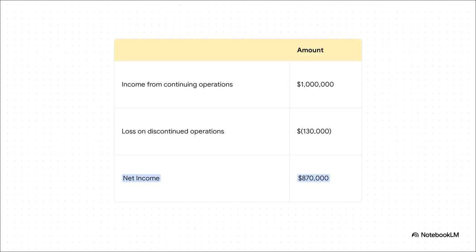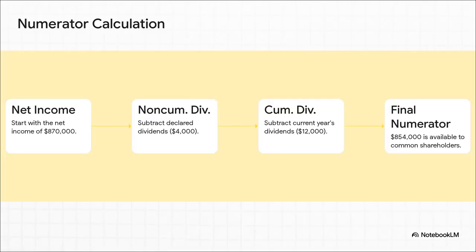Let's use an example from the source material to make this real. So, this company has a net income of $870,000 for the year. That's our starting point. But here's the question. Is all of that money available to common shareholders? Not quite. Okay, this is where it gets really interesting. Let's look at how we make these adjustments.